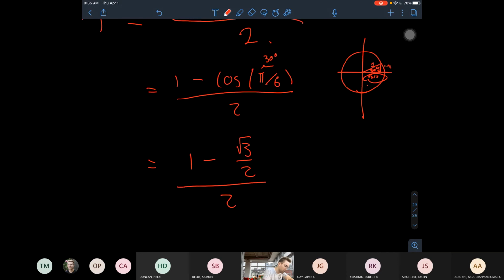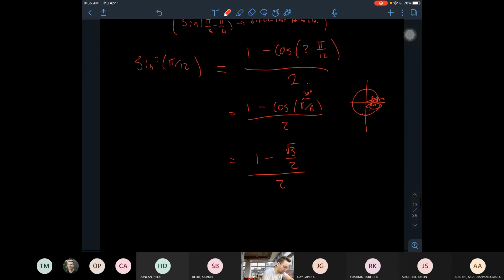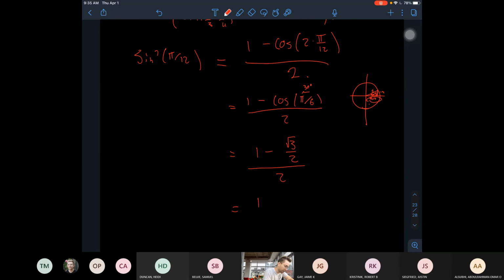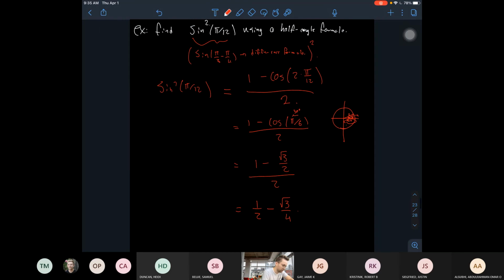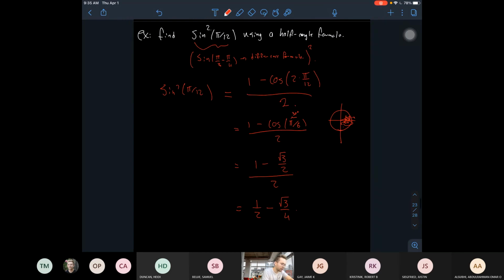So that's our answer. Maybe you could clean it up a little bit. You could write 1/2 minus root 3 over 4. Okay, so that's one way we can compute this using a half angle formula. Or I guess you could write 2 minus root 3 all over 4. That would also be okay.